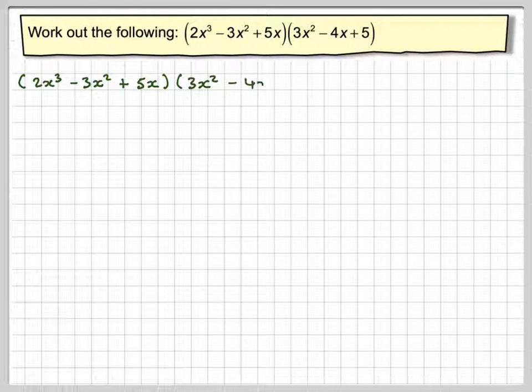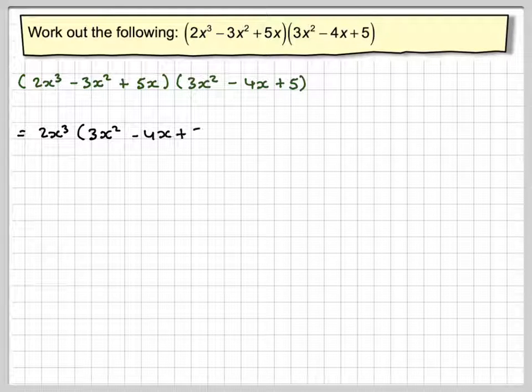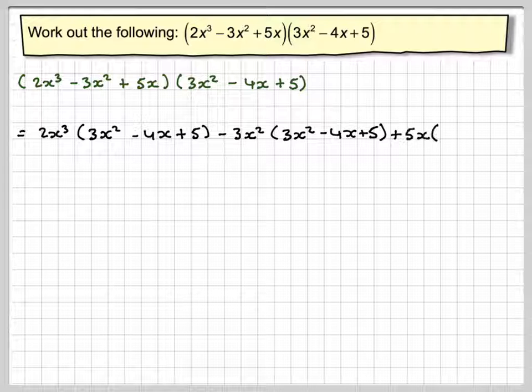Right, writing that out. So what we do is this, we say it's 2x cubed times this bracket, and then minus 3x squared times 3x squared minus 4x plus 5, and then plus 5x times this bracket here, 3x squared minus 4x plus 5. Then we remove the bracket, so we get 2 times 3.